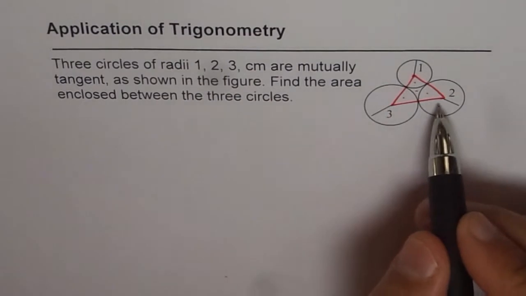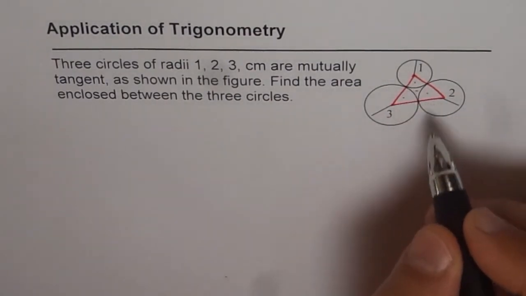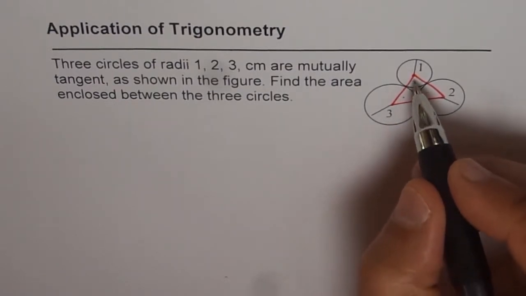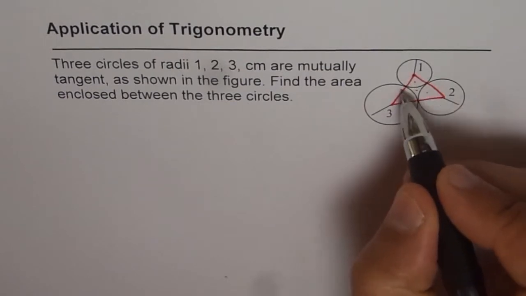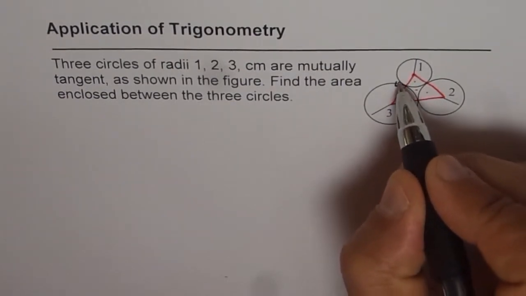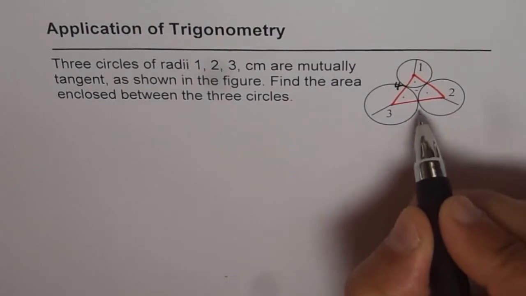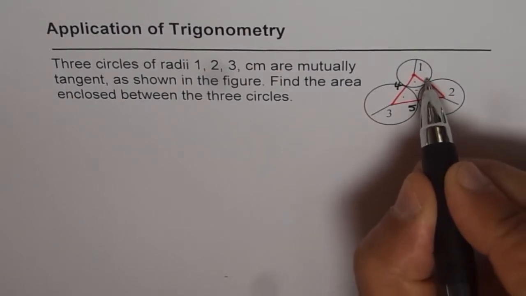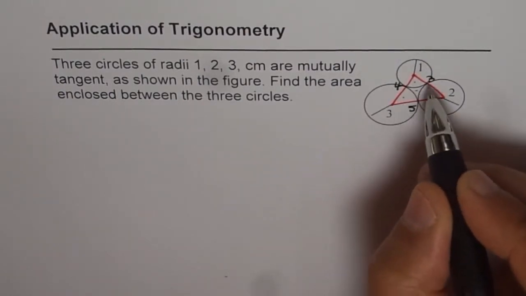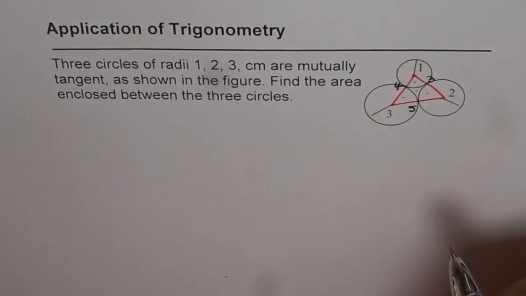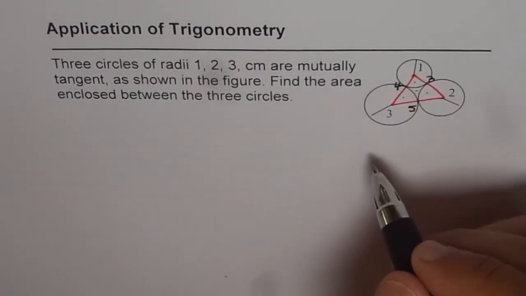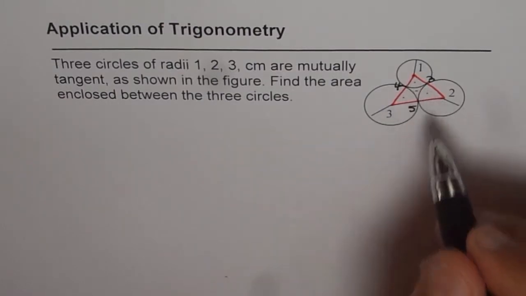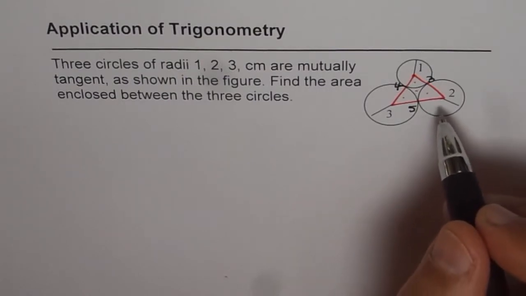Now let's find out what are the angles of this triangle. First, the length of the arms. Radius is 1 and 3, so this arm will be 1 plus 3, 4 units long, 4 centimeter in this case. 3 plus 2 is 5, so this side is 5, and 1 plus 2 is 3. So we have a triangle whose sides are 3, 4, 5. Well, some of you know 3 square plus 4 square is equal to 5 square, so this is a right triangle, right?